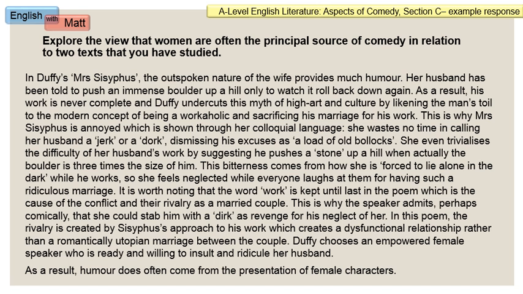This bitterness comes from how she is forced to lie alone in the dark while he works, so she feels neglected while everyone laughs at them for having such a ridiculous marriage. It is worth noting that the word work is kept until last in the poem, which is the cause of the conflict and their rivalry as a married couple. This is why the speaker admits, perhaps comically, that she could stab him with a dirk as revenge for his neglect of her. In this poem, the rivalry is created by Sisyphus's approach to his work, which creates a dysfunctional relationship rather than a romantically utopian marriage between the couple.